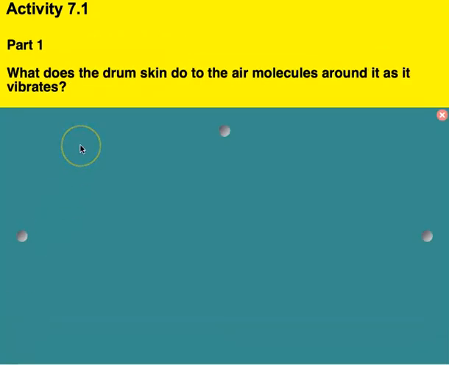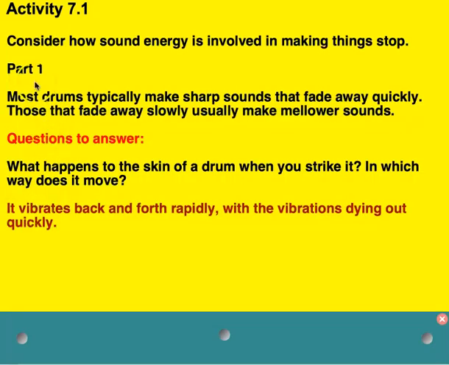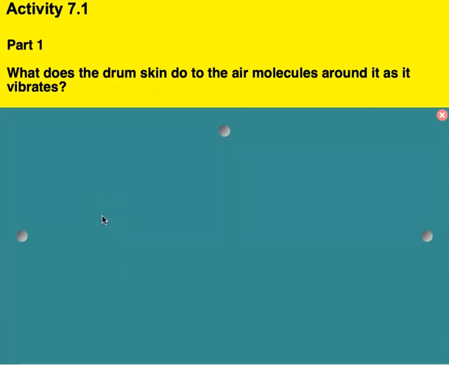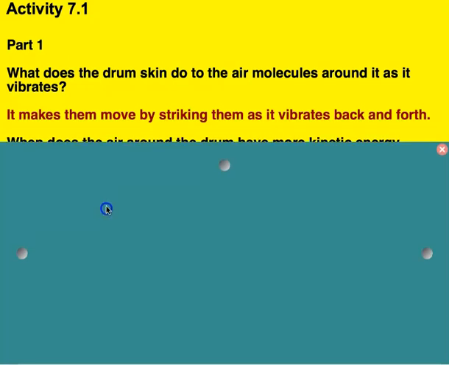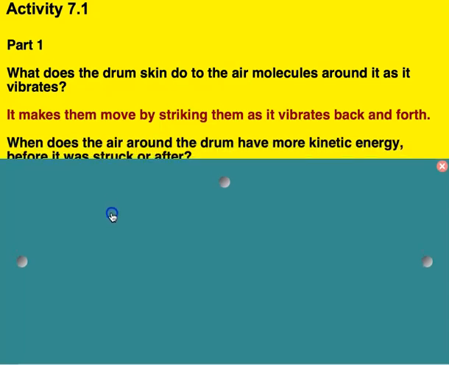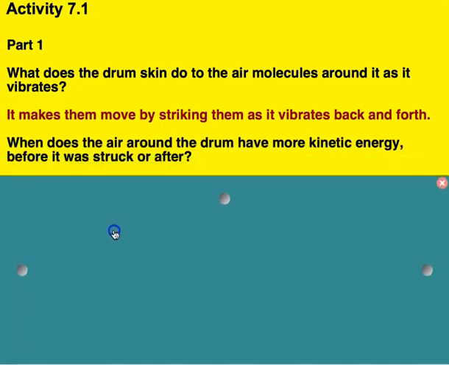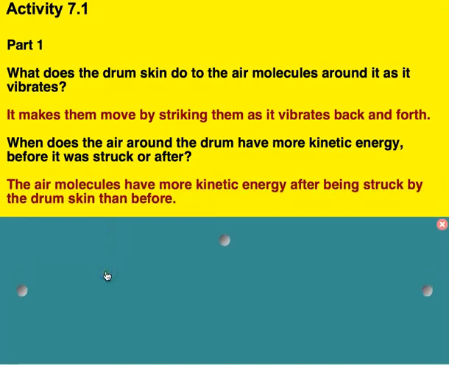Okay, so the next set of questions. Now we're going to be doing those part 1 questions, and you actually started part 1 up here, and this is the next set of questions. So what does the drum skin do to the air molecules around it as it vibrates? Well, it makes them move by striking them as it vibrates back and forth. So as that drum skin goes up and down, it's actually moving the air molecules in an organized way. So when those air molecules make it to your ears, you recognize the sound. When does the air around a drum have more kinetic energy, before it was struck or after it was struck? Well, of course, it was after it was struck.